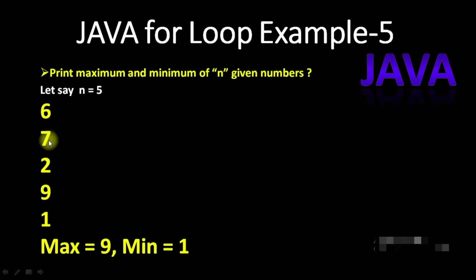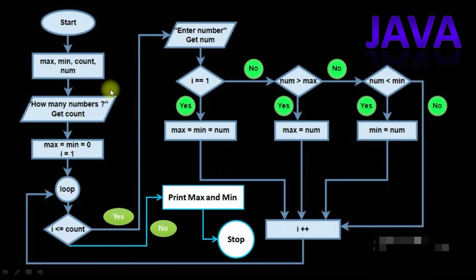And finally, let's say in this series the maximum number is 9 and the minimum number is 1, that we have to print. Now to make this program in Eclipse, before that let's understand the flow of what we have to create in our program. Now this flow chart is basically for finding out the maximum and minimum number for n given numbers. So our program starts here.